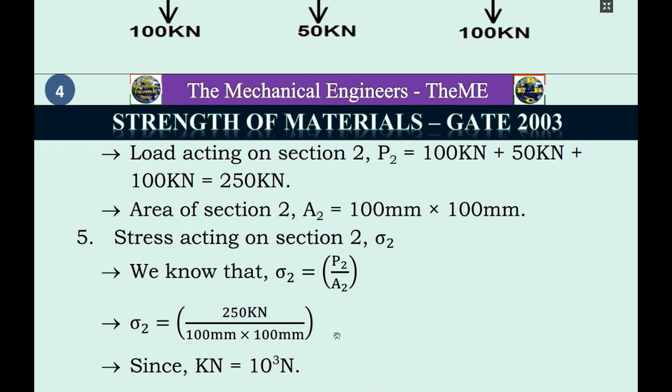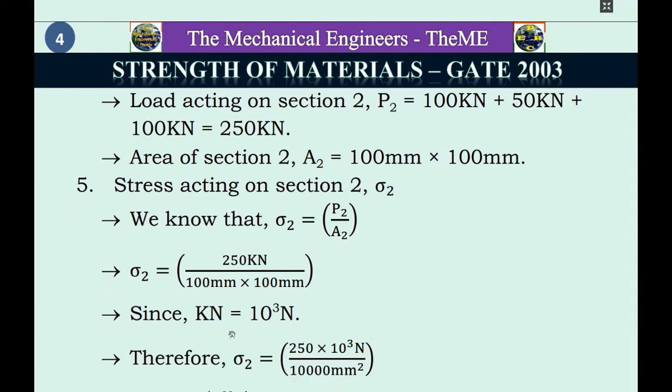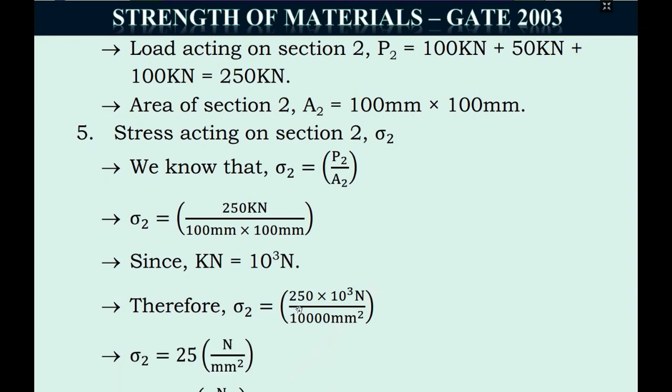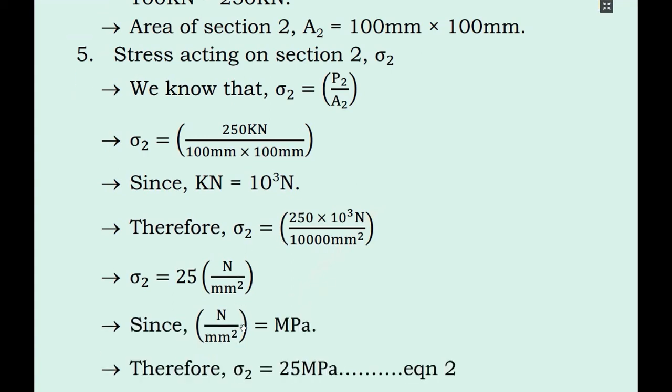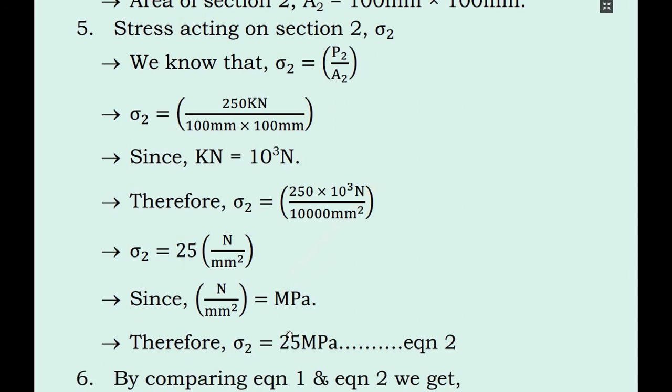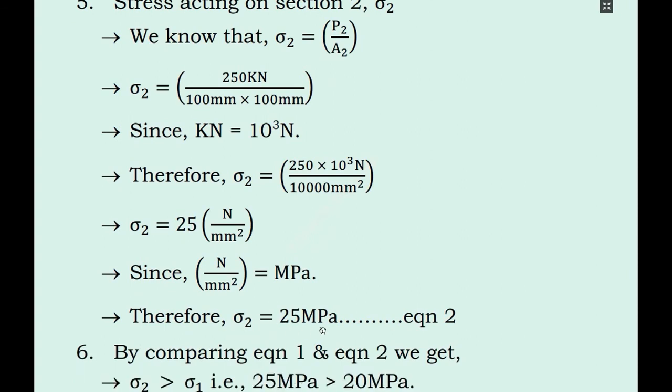So P2 value is 250 kilonewton and A2 is 100 mm into 100 mm. Therefore, sigma 2 is equal to 250 kilonewton divided by 100 mm into 100 mm. We know that kilonewton is 10 power 3 newton, so this 250 kilonewton will be rewritten as 250 into 10 power 3 newton, and 100 mm into 100 mm is 10,000 mm square. So sigma 2 is equal to 250 into 10 power 3 newton divided by 10,000 mm square, which is 25 newton per mm square. But newton per mm square is megapascal. So sigma 2 value is 25 megapascal. Consider this as equation 2.